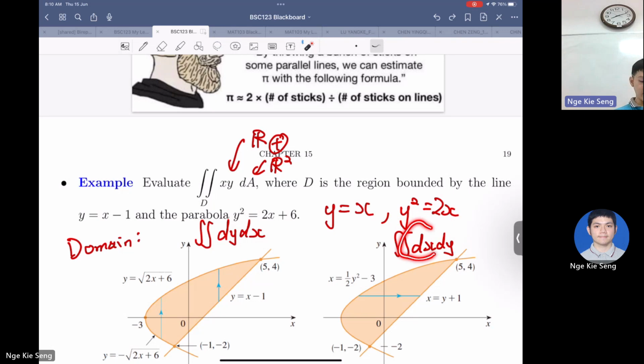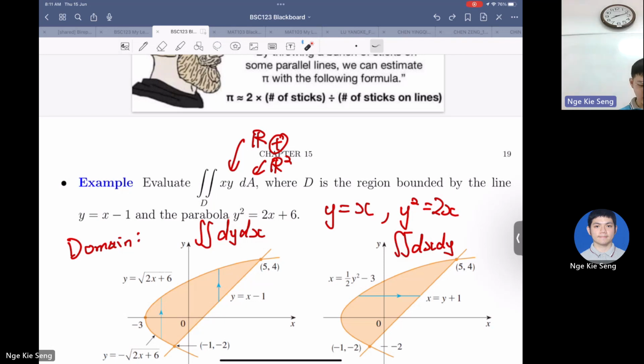So if you integrate over dx, what does it mean? You integrate the x direction first. Okay, x direction. And then after you integrate every line, you need to add up every line. So you integrate over y direction. Make sense or not? Okay, so makes sense.